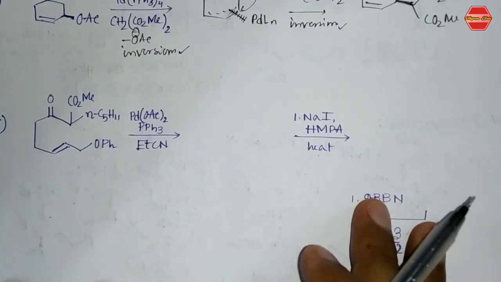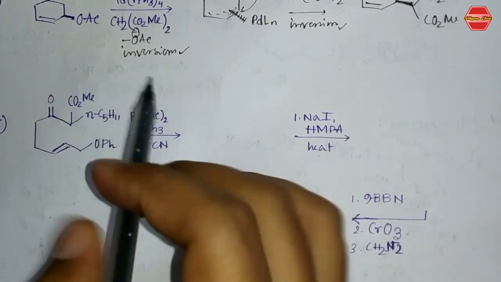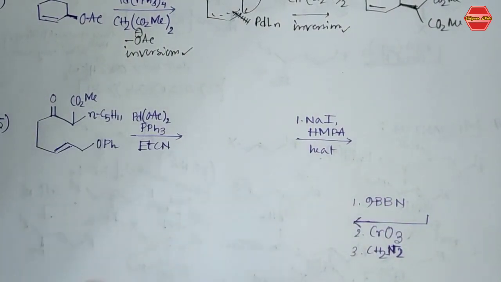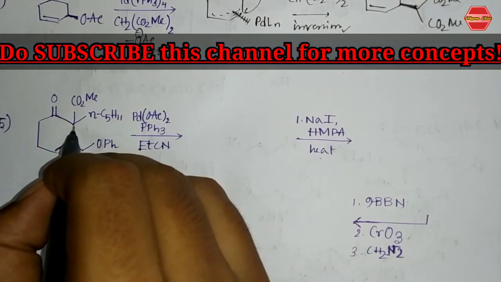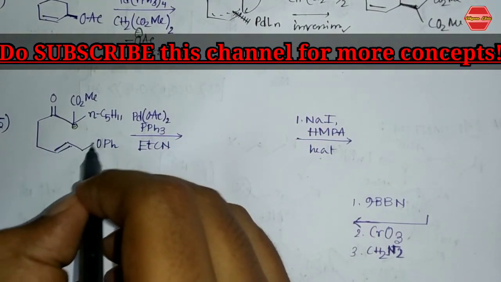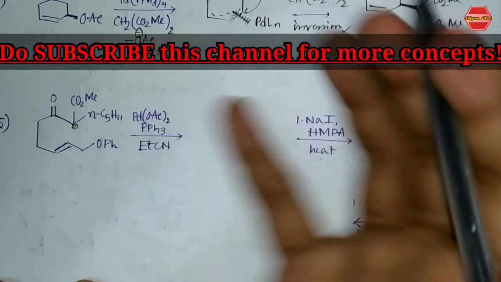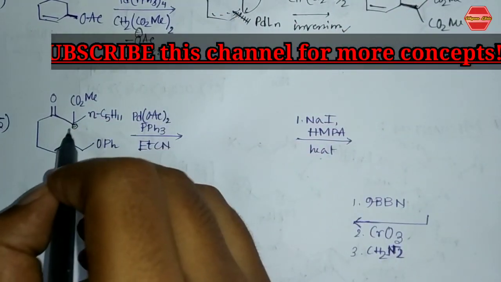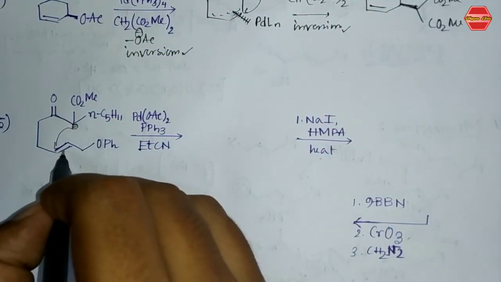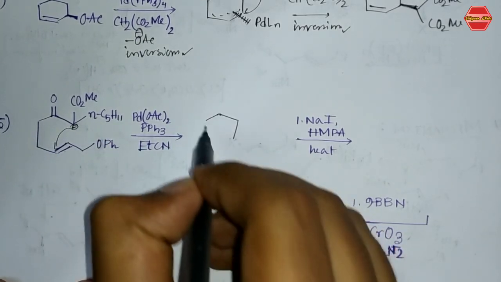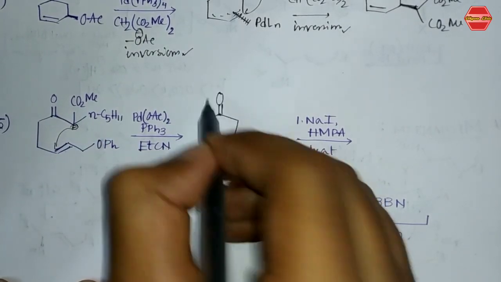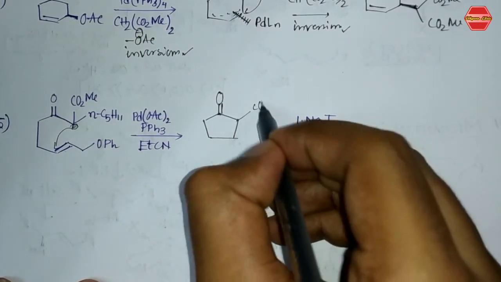The last example of this reaction is that if you have this type of compound, we can easily predict this. This is a type of Tsuji-Trost reaction, so Tsuji-Trost allylation. Now the first step is that here is your active methylene group, and this OPh also can act as a leaving group, so it will leave from the system, and it will attack from the palladium. So similarly we can get a 5-membered ring over here.